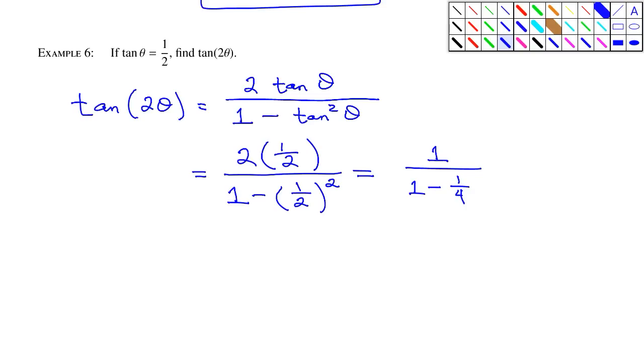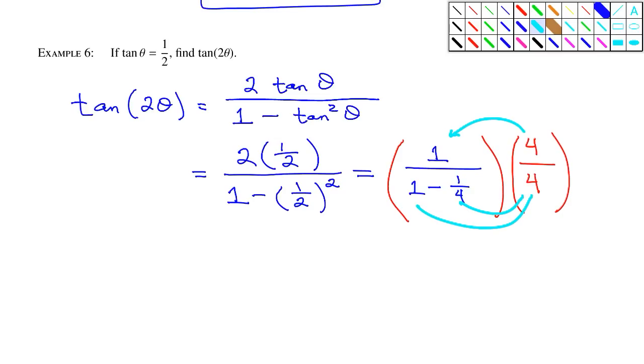So now I have a compound fraction. Let me multiply both the top and the bottom by 1 in the version of 4 over 4. That is going to distribute to the top and distribute through the bottom here. And that's going to give me 4 over 4 minus 1, which is 4/3.